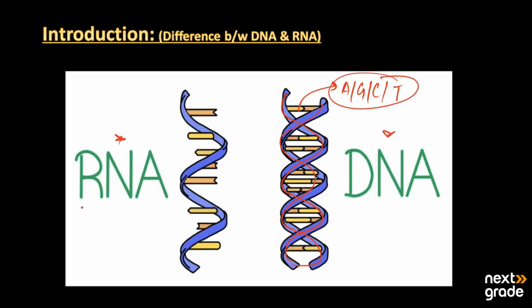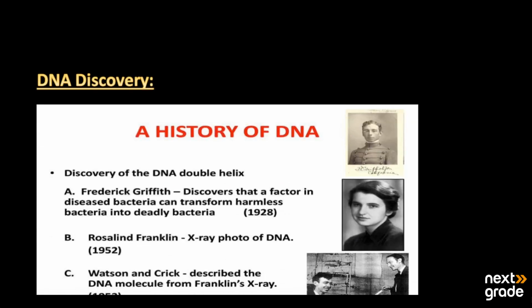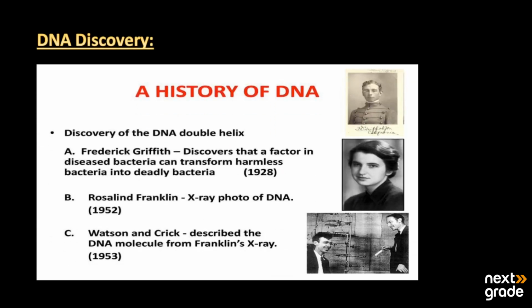On the other hand, RNA is a single strand, and in it four types of nitrogenous bases are present: adenine, guanine, cytosine, and uracil. So the difference is between the two nitrogenous bases, thymine and uracil. Uracil is present in RNA and thymine is present in DNA. So let's start. The first is DNA and its discovery.